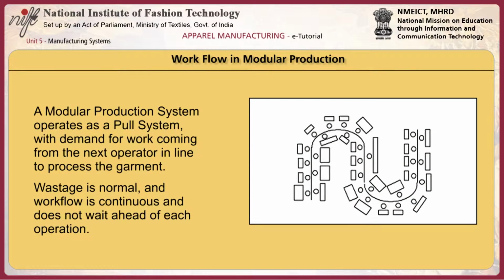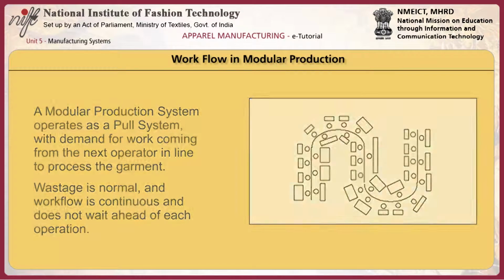A modular production system operates as a pull system, with demand for work coming from the next operator in the line to process the garment. Wastage is normal, and workflow is continuous and does not wait ahead of each operation. This increases the potential for flexibility of styles and quantities of products that can be produced.